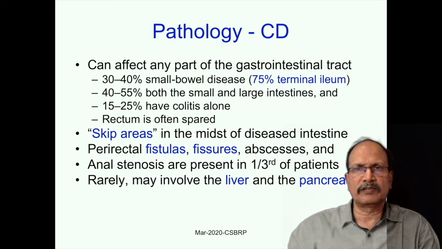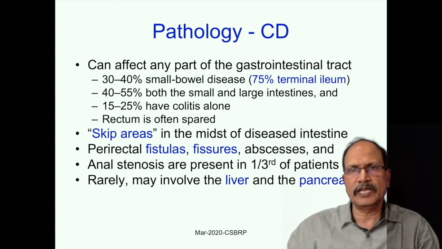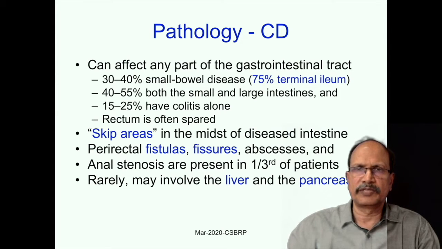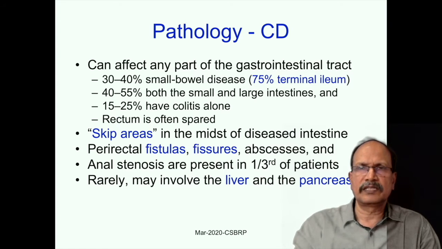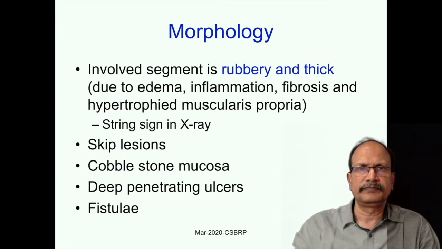Another important clinical finding in Crohn's disease is its association with fistulas and fissures. Any patient with recurrent attacks of fistulas and fissures, think of the possibility of Crohn's disease. And rarely, this inflammatory process may involve other organs like pancreas and liver.